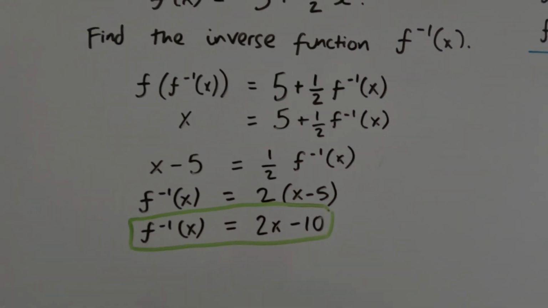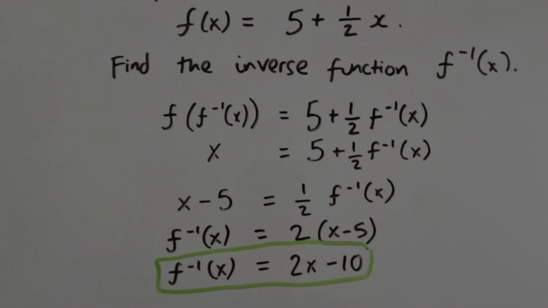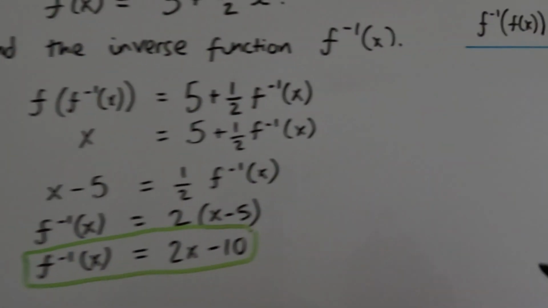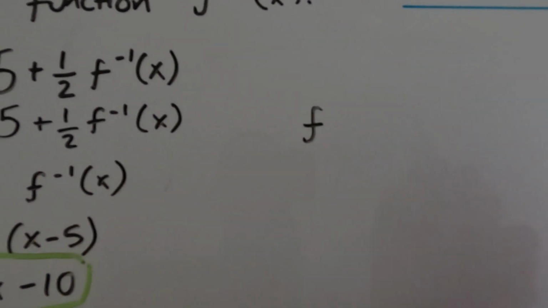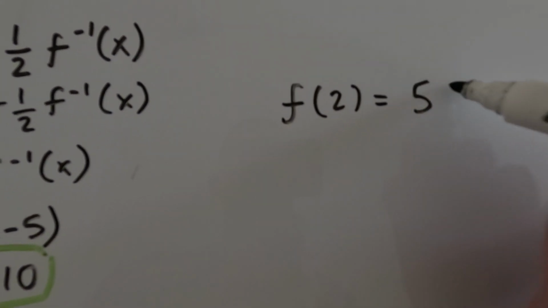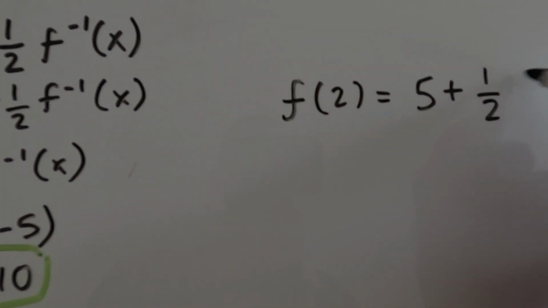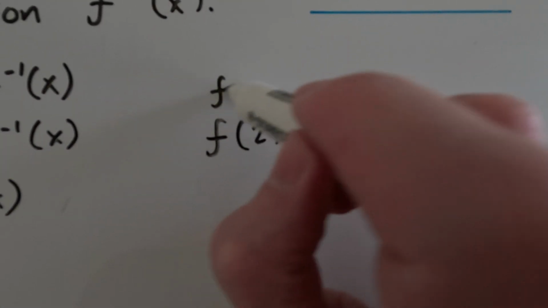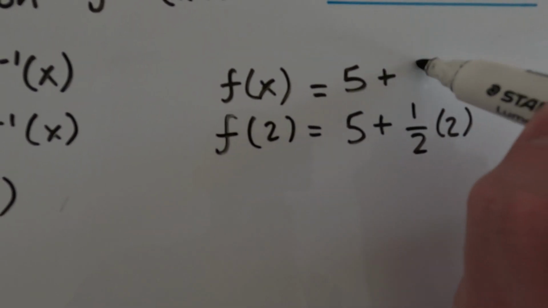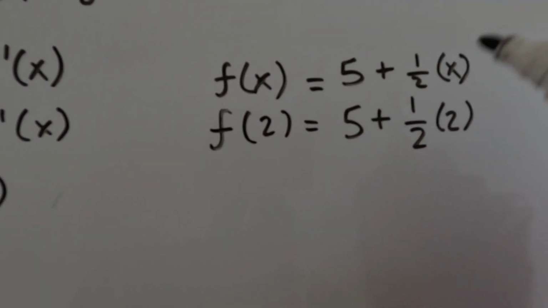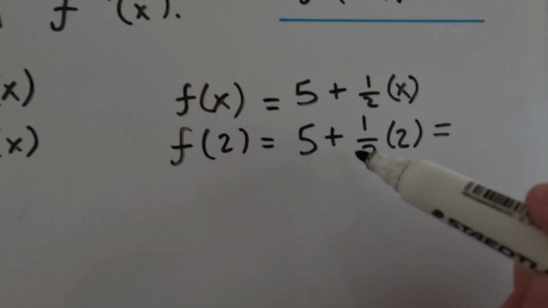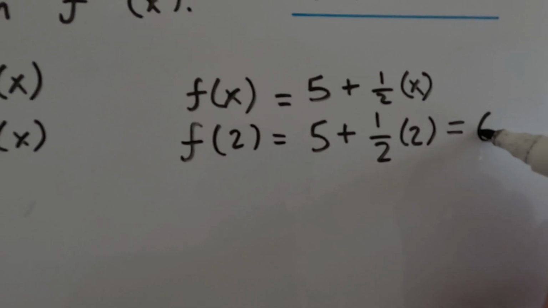And what we can do is check that for a value. So let's plug in f of 2. That's equal to 5 plus a half of 2. I'll just rewrite the original function down again, just so you can see. So what's that equal to? Well, that's equal to 5 plus 1, which is 6.